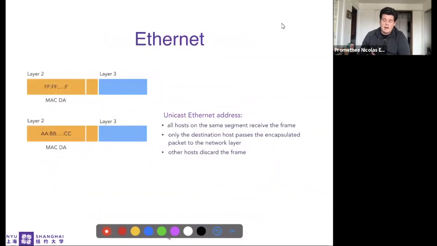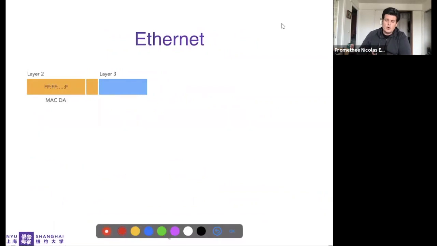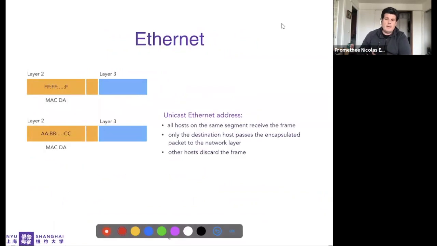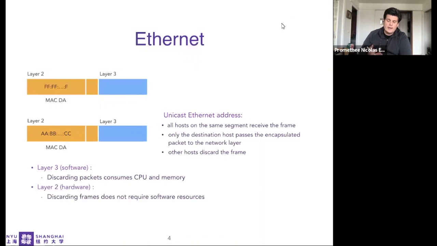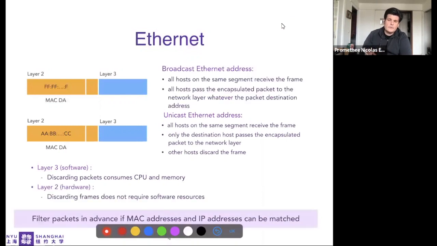So, we have our IP packet here, represented in blue. The blue box here is the IP packet, and the IP packet needs to be encapsulated in a frame. That means we are adding a header, and the header that we are adding comes with a MAC address. We have multiple types of MAC addresses.